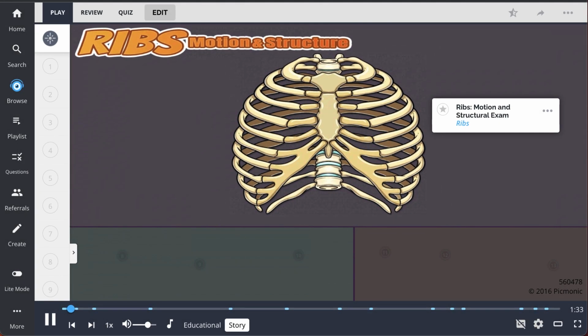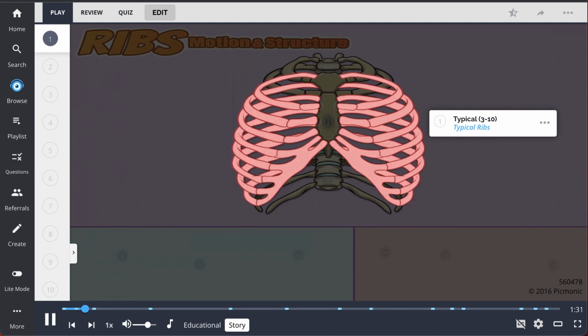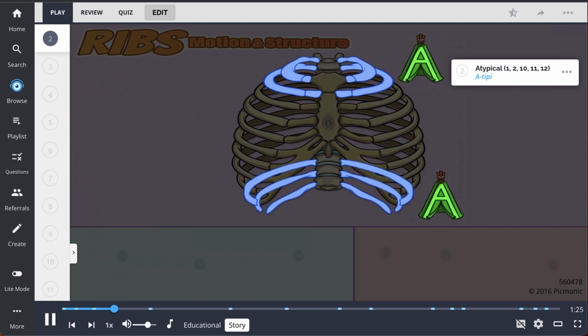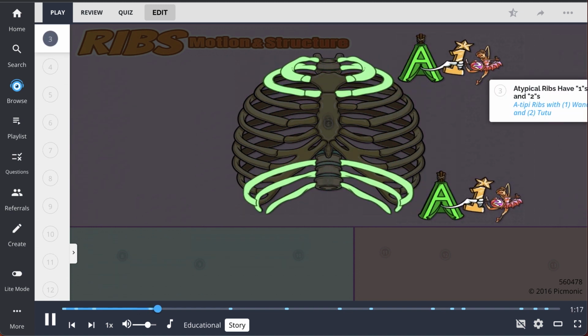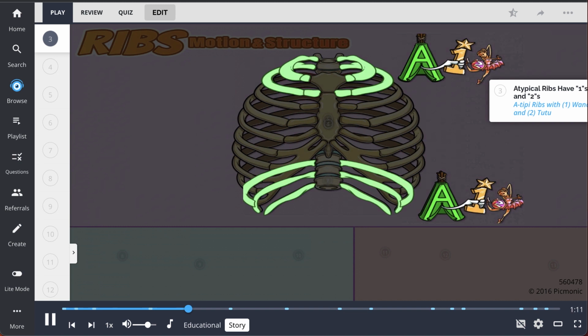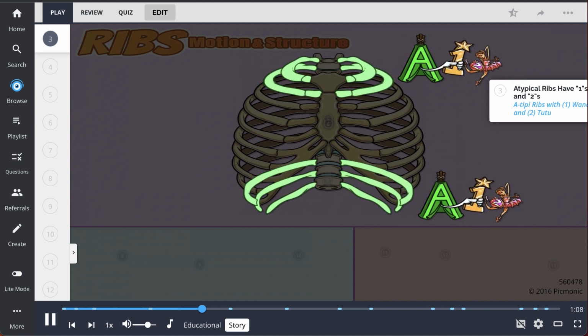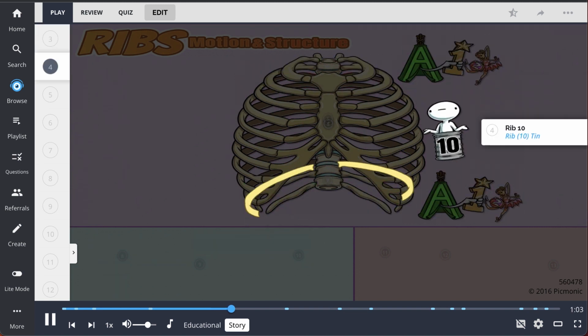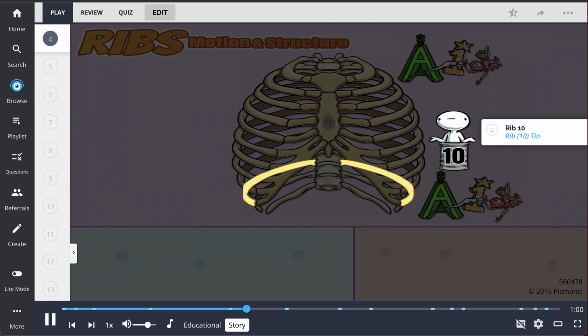Let's talk about ribs. Most of the ribs are typical, like the ones you see here. However, some are atypical. The atypical ribs can be found on the top and bottom of the rib cage. So let's imagine two ATPs at the top and bottom here. In each ATP, you can find wands and tutu ballerinas. This is a great way to remember the atypical ribs because these ribs have the numbers 1 or 2, such as 1, 2, 10, 11, and 12. Sometimes rib 10 is considered typical or atypical, depending on which anatomist you talk to. So let's represent that with this shrugging dude in a tent.